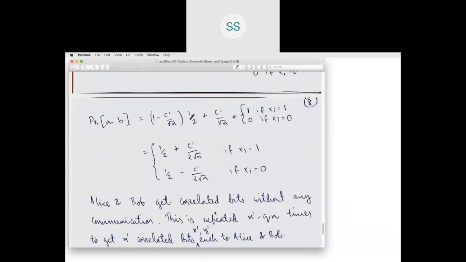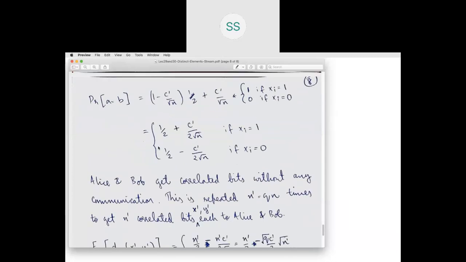Okay, so now we have completed the construction of a and b. Right, without any communication, Alice and Bob each get a bit. Using n, by looking at n random bits, they each get a bit, and the probability that these bits are the same is slightly above half if xi equal to 1, which means the index equal to 1, and slightly below half if xi equal to 0.